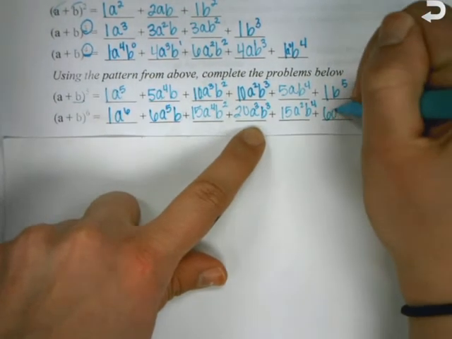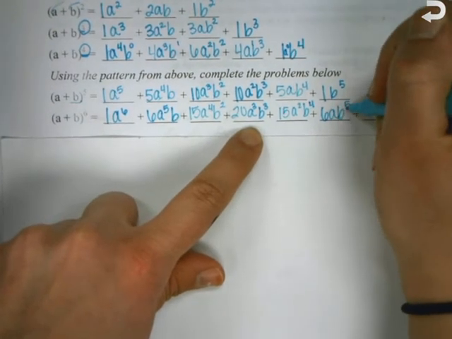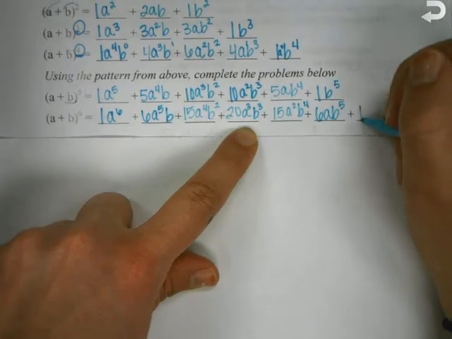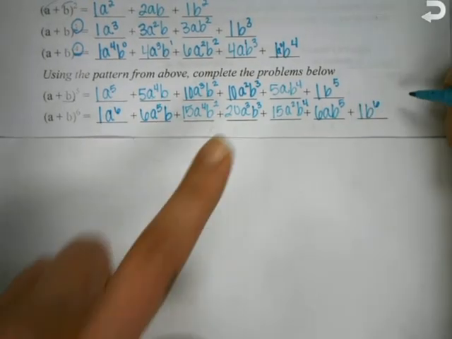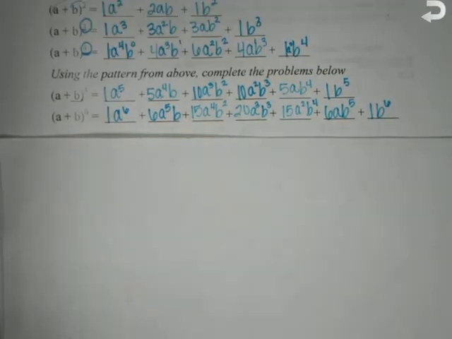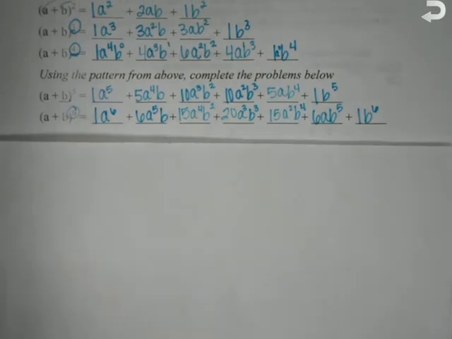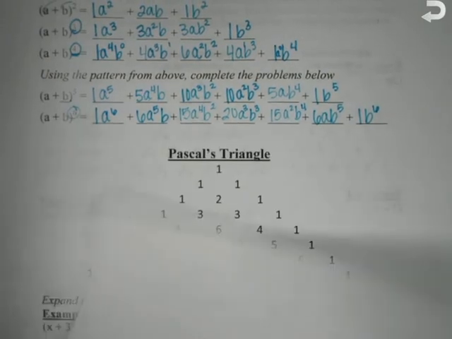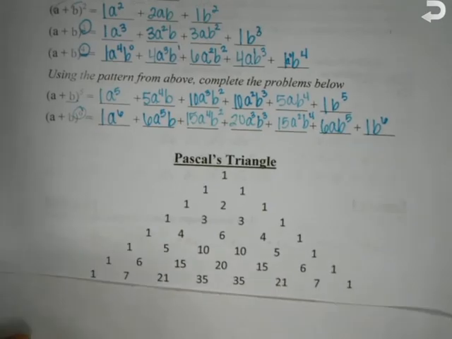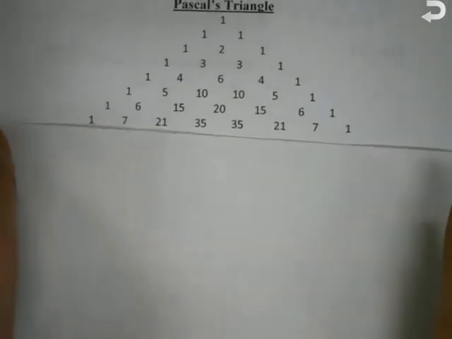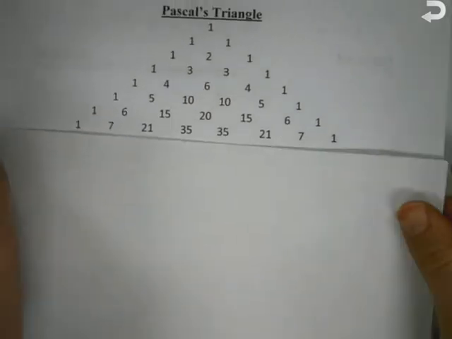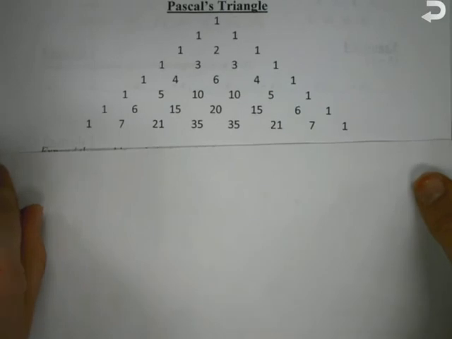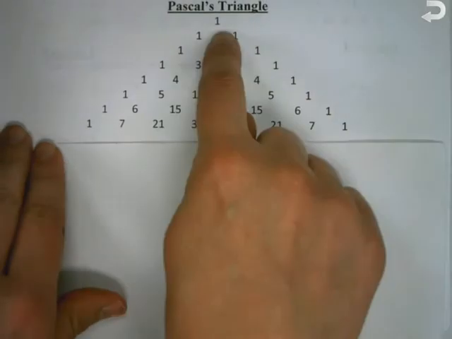Okay, we have what is called Pascal's triangle. Pascal is a mathematician from France. Yes, France, and he discovered that when you expand binomials, we follow a pattern every single time for the coefficients. So we can follow Pascal's triangle every single time to get the coefficients.